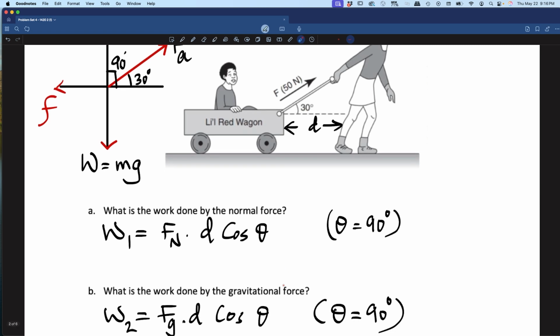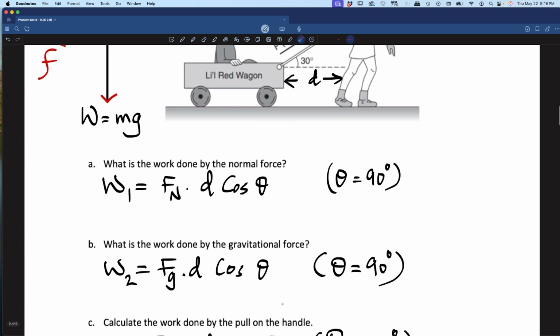B, what is the work done by the gravitational force? Now look at the gravitational force. It's acting straight down. Distance is to the right. Once again, the angle is 90, and you are going to get the same answer as for A. And you will see it when you look at the value of cosine 90. Now make sure that your calculators are in the degree mode, so that you get cosine 90 degrees, not the radians, please.